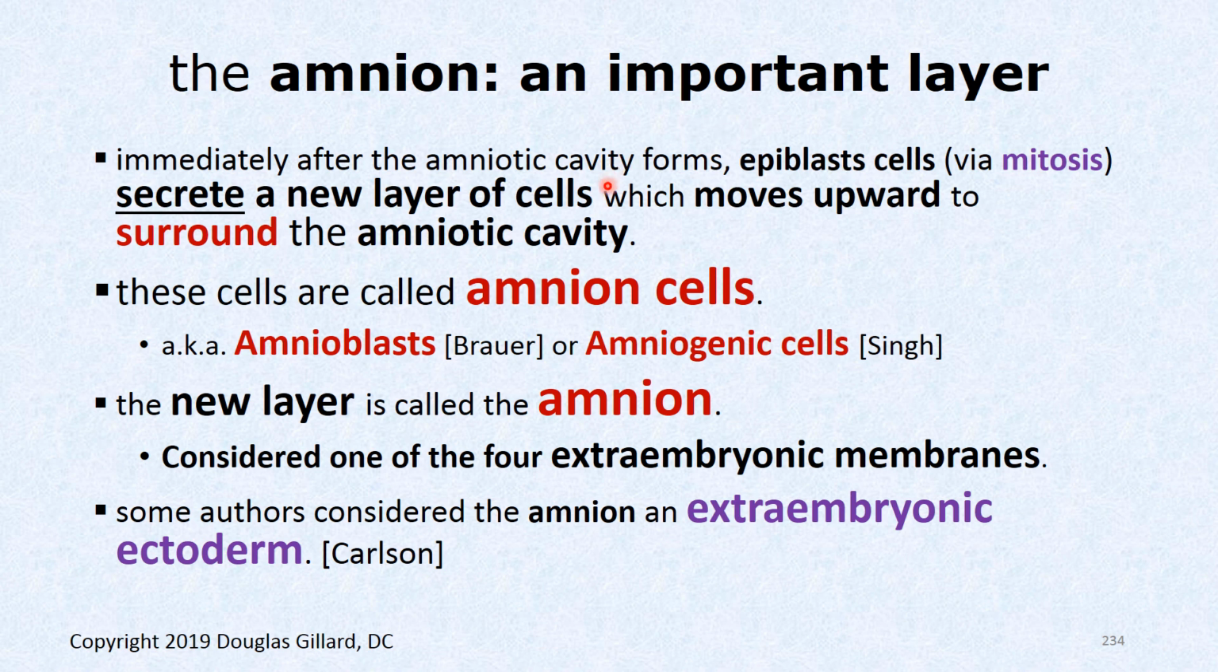So immediately after this little cavity forms, our epiblast cells start cranking out a new cell line by mitosis, and these new cells go up to form a lining around the amniotic cavity. And so, what a simple name, they're called amnion cells. One author calls them amnioblasts.